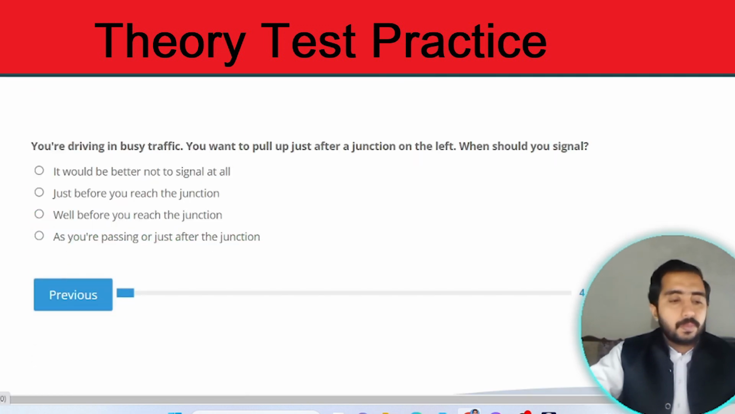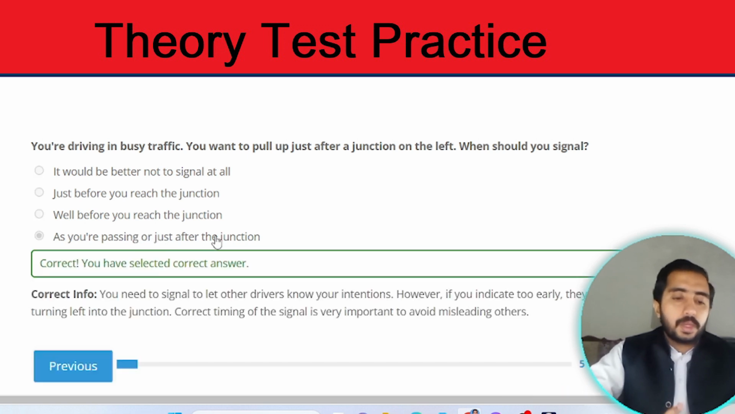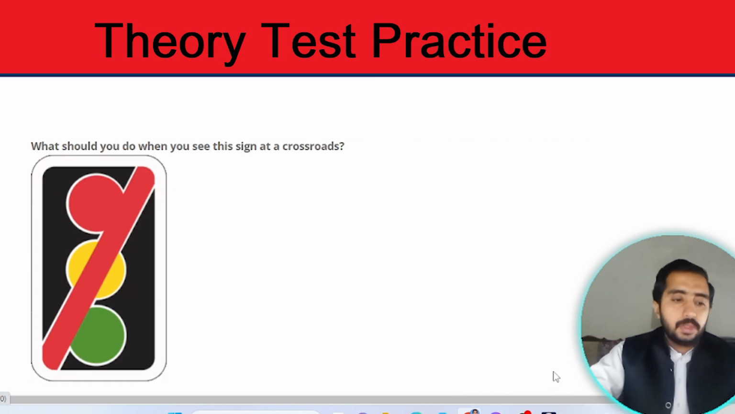Next one. You are driving in busy traffic. You want to pull up just after a junction on the left. When should you use the signal? You use the signal as you are passing or just after the junction. Option D. Next one. What should you do when you see this sign at a crossroad?